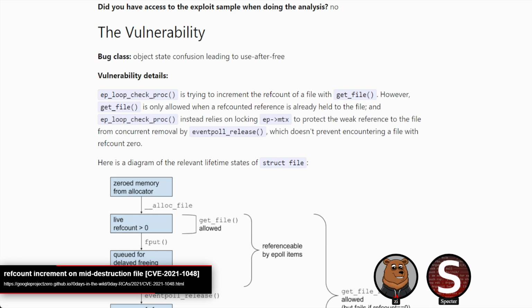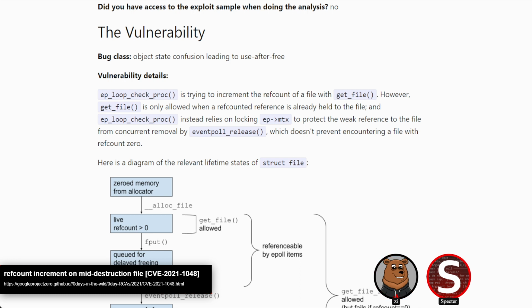It requires an intricate understanding of the subsystem, in the way that you have to understand the implications of the get file call to be able to spot this bug. Yeah, sorry, I meant for manual review.